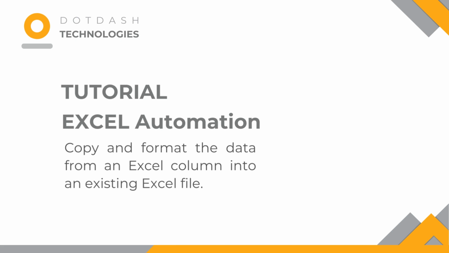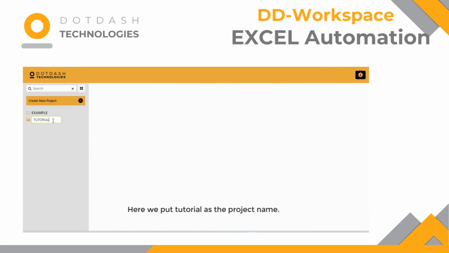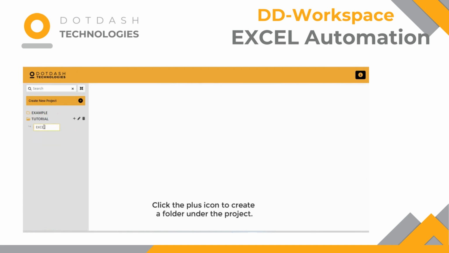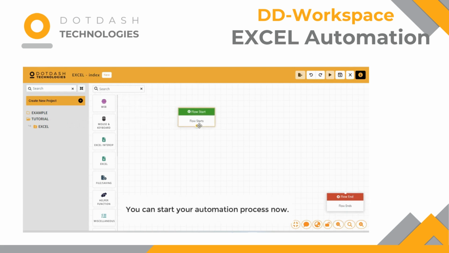Excel file. First, click New Project button to create a new project in the workspace. Here we put Tutorial as the project name. Click the plus icon to create a folder under the project. Click Open Workspace icon to open the workspace. You can start your automation process now.